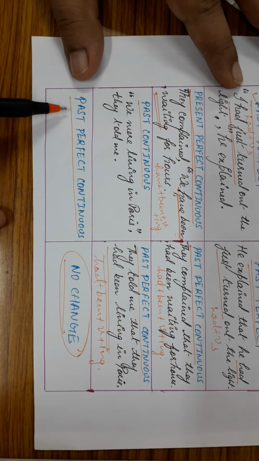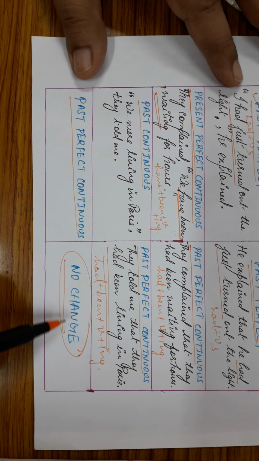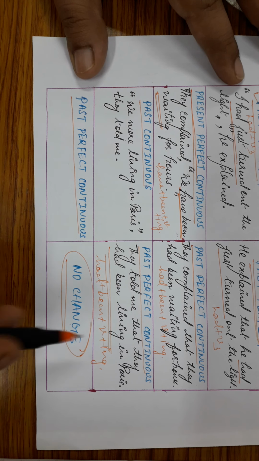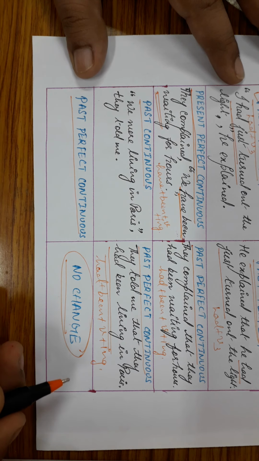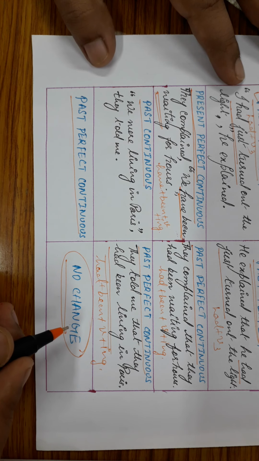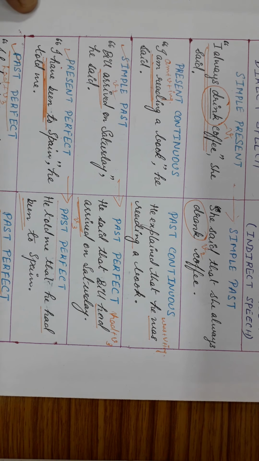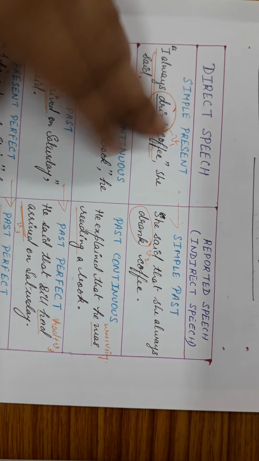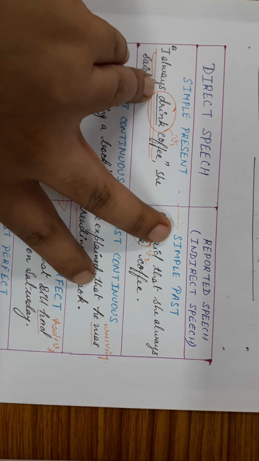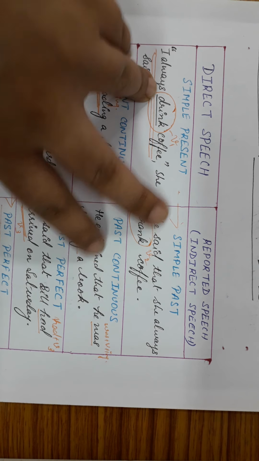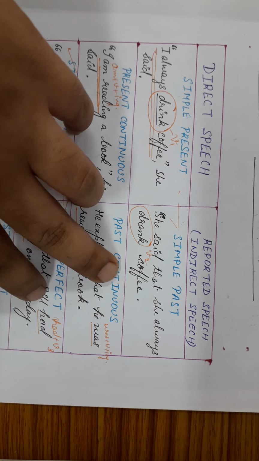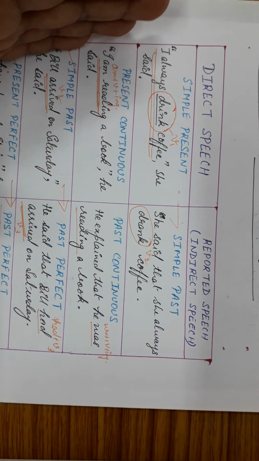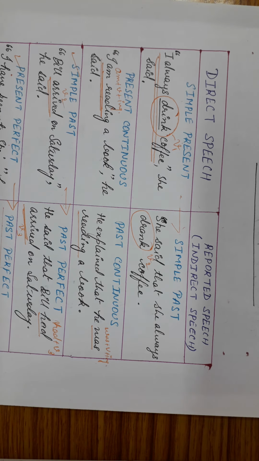And if the direct speech is in past perfect continuous, there is no change, or it simply remains past perfect continuous only. So these are the changes that occur in reported speech when the direct speech is converted into indirect speech, the tenses change in this form.